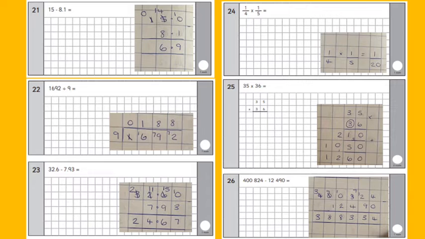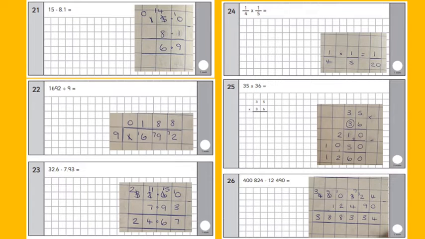Number 23, much like 21, it's a subtraction of decimals question. Again, get your decimal points in line. I've put a 0 behind my 6 as a placeholder because I knew that I was going to have to do some exchanging in my subtraction, and for that one I got 24.67.